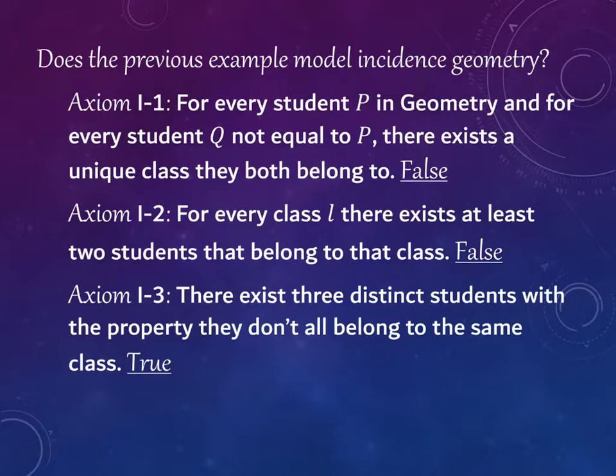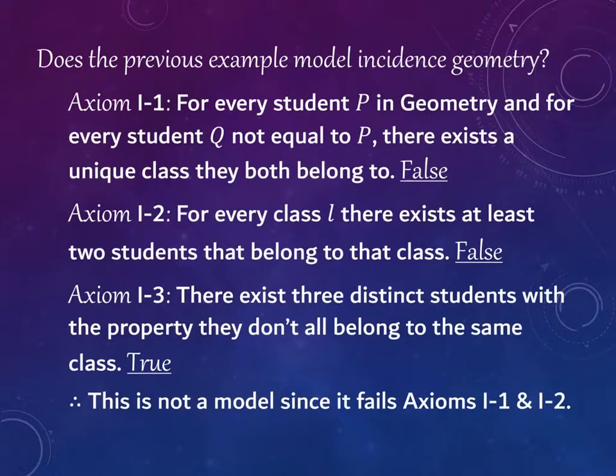If they all said true, it would be a model. But of course they don't. So this is not a model, since it fails axioms I1 and I2. They were all false. It's not one of those. Yep. If there's any part of it that's false, it doesn't work.